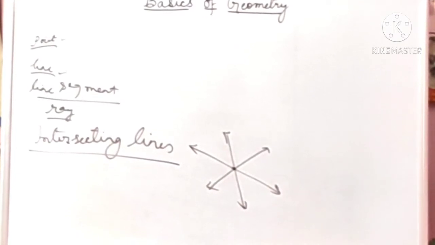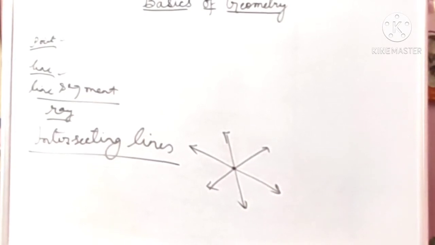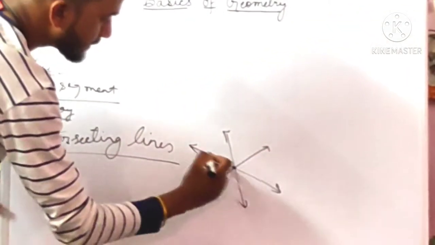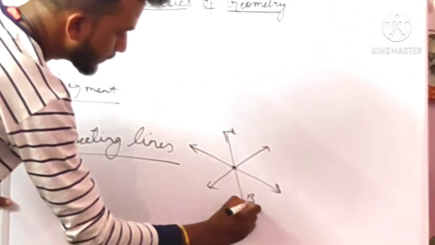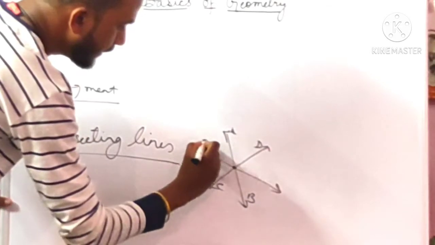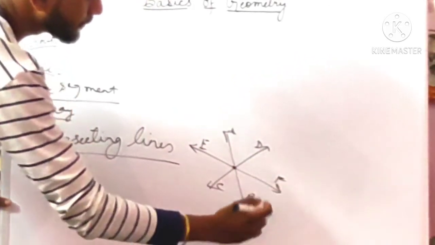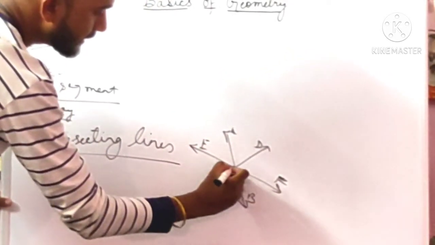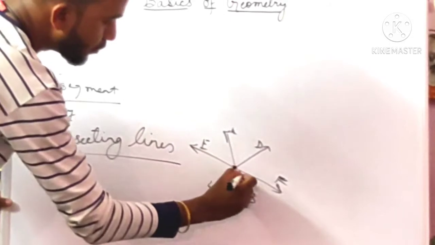So these are intersecting lines. If you are going to write the definition, you can write that if two or more lines intersect each other at one point, they are intersecting lines. Suppose this is a line, this is another line, this is another line. Suppose A, B, C, D, E, F; you can give it any name. These lines are intersecting each other at one common point, suppose O.